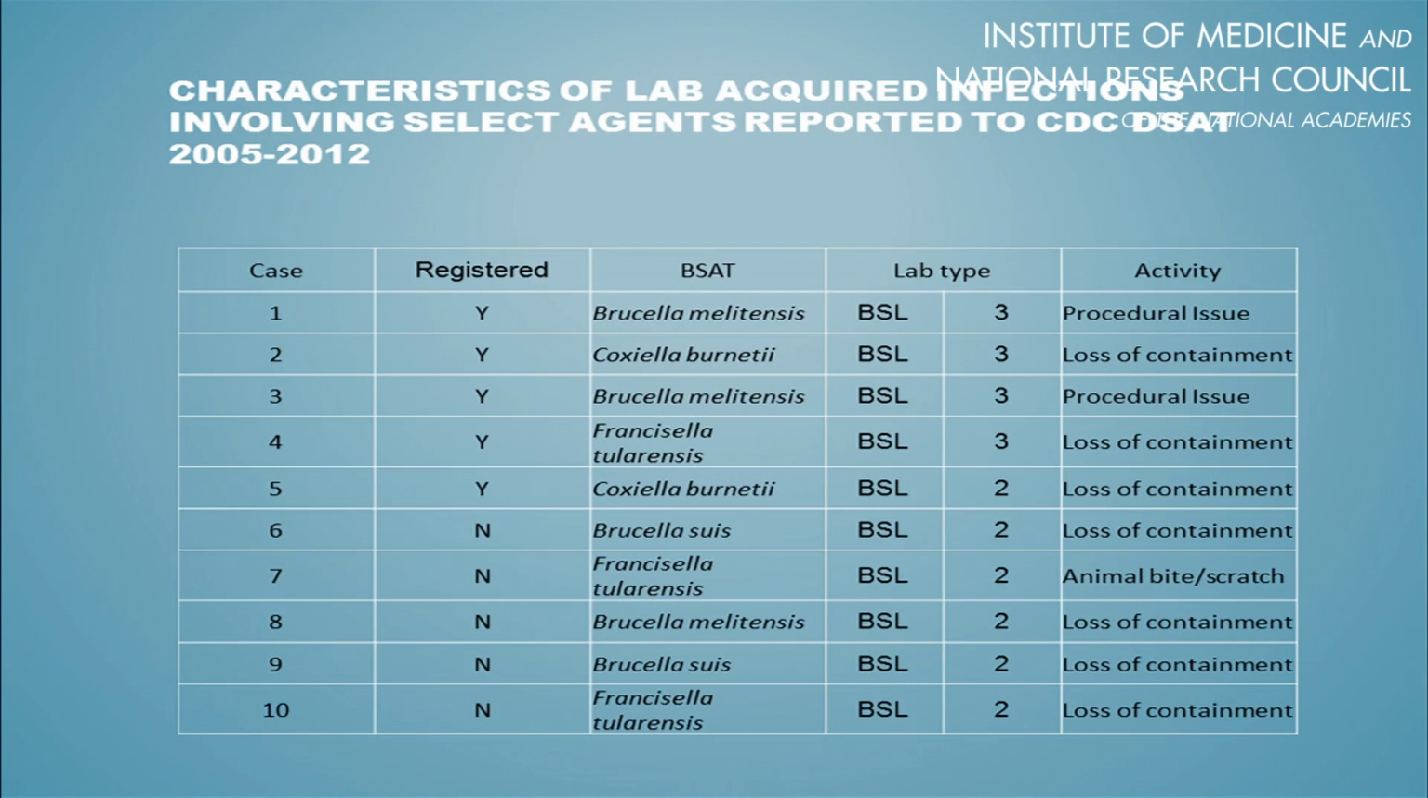We also took a look at the 10 confirmed laboratory-acquired infections that were reported during this time period, and all 10 of these involved either a bacterial or a rickettsial agent. In the registered sector, the majority of these occurred in Biosafety Level 3 laboratories, and as one might expect in the exempt sector, the majority of these occurred in Biosafety Level 2 laboratories.